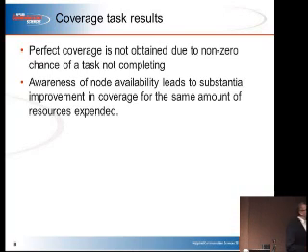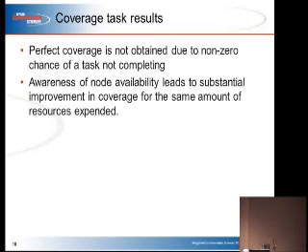One thing that we found with the results here is that you never really get perfect coverage because of the non-zero probability of a task not completing. And the way we formulated this particular problem was not to oversubscribe. So if you're trying to minimize the number of nodes, we found we could get close to perfect coverage, but probabilistically. It's not perfect.